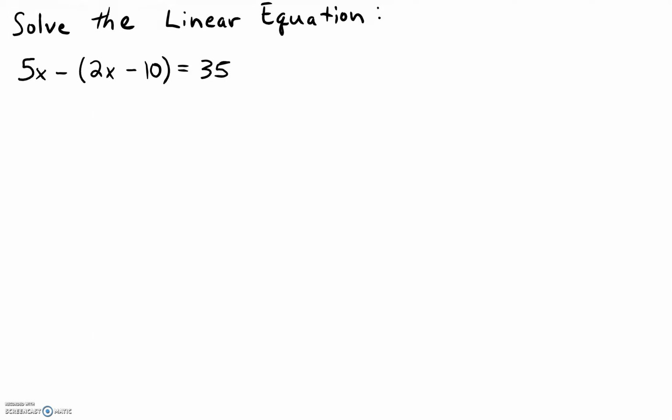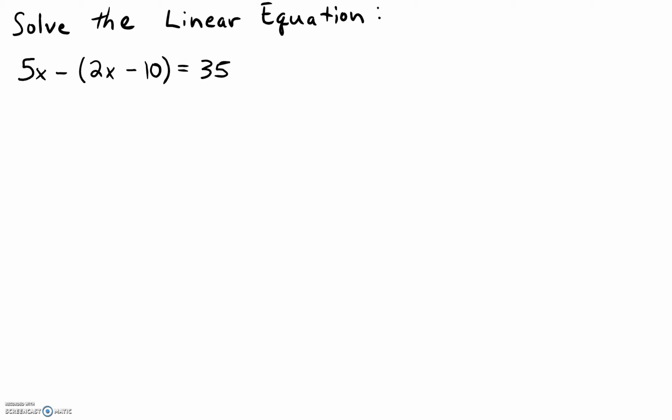In this video, we're going to look at solving the linear equation 5x minus parentheses 2x minus 10 equals 35. So the idea of solving an equation is we want to get the variable completely by itself, or isolated, on one side of the equation. So notice here we have a 5x, we have a 2x. So the variable is showing up in multiple places. So we need to combine those two terms somehow.